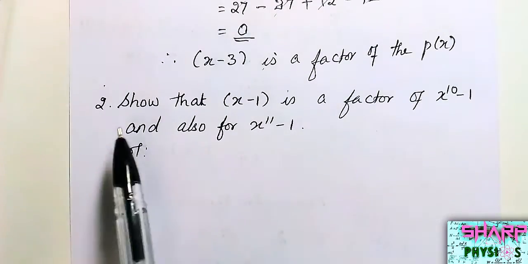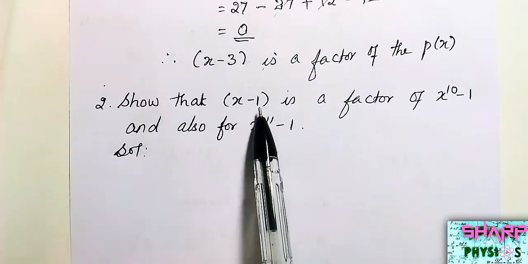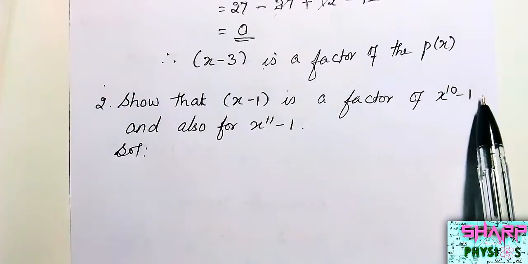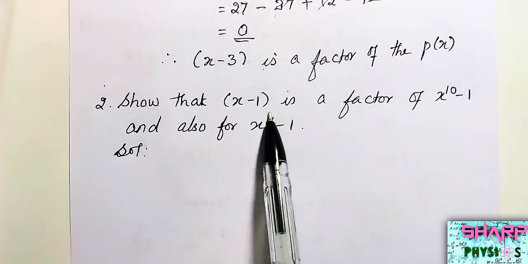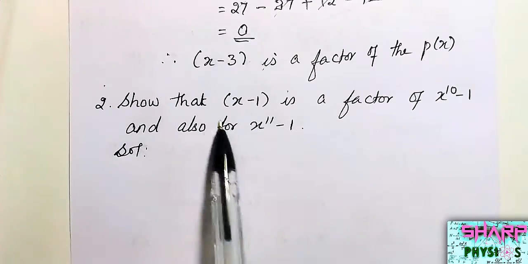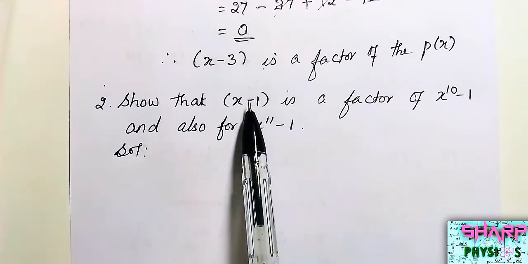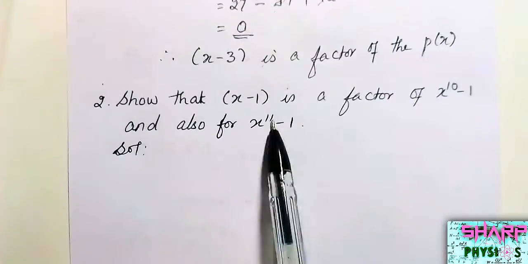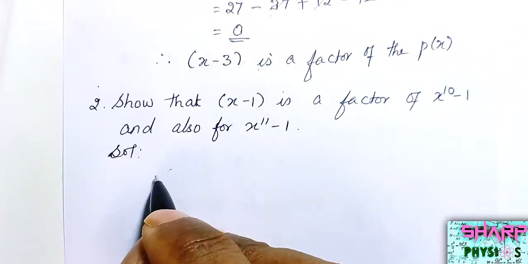So you can see the second problem. Show that x minus 1 is a factor of x to the power 10 minus 1 and also of x to the power 11 minus 1. If the answer is coming as 0, we'll take this divisor as a factor of these two polynomials. So we'll be solving this.